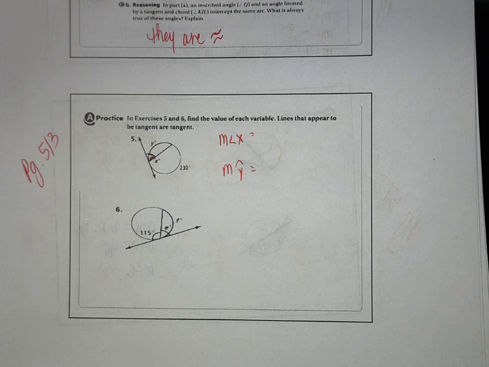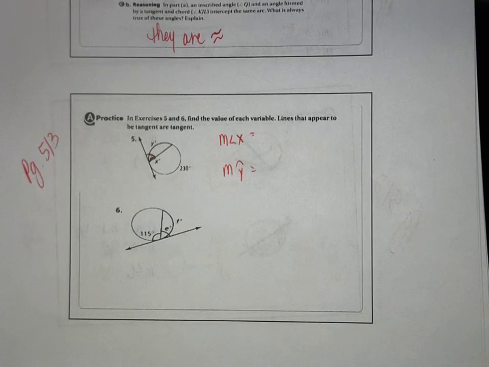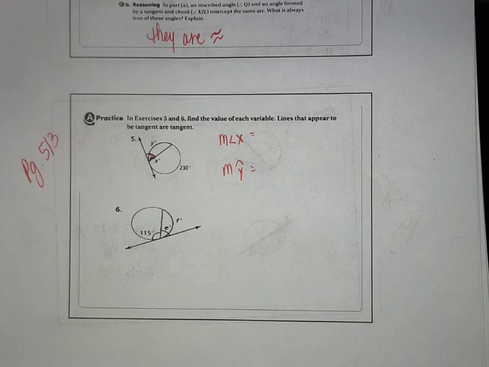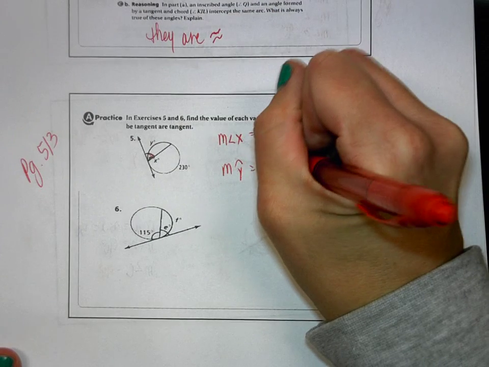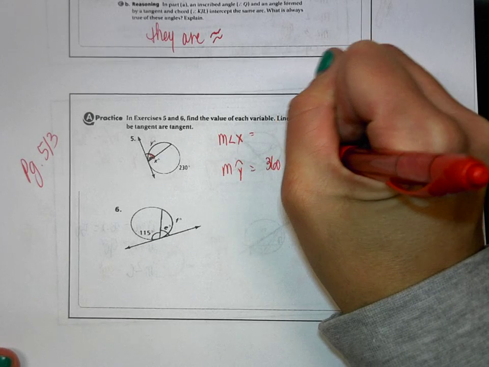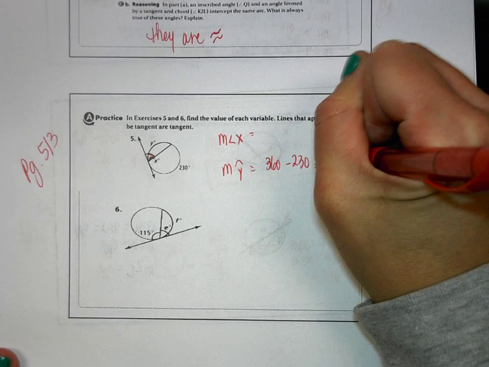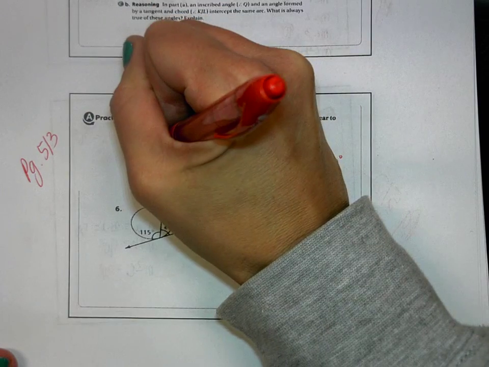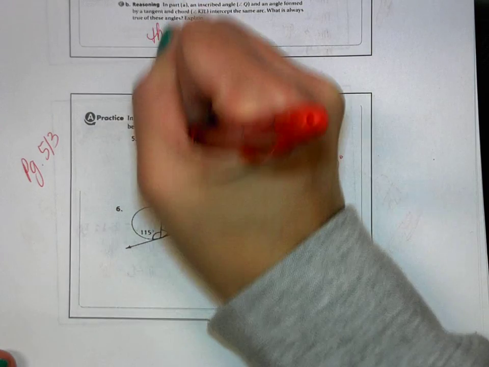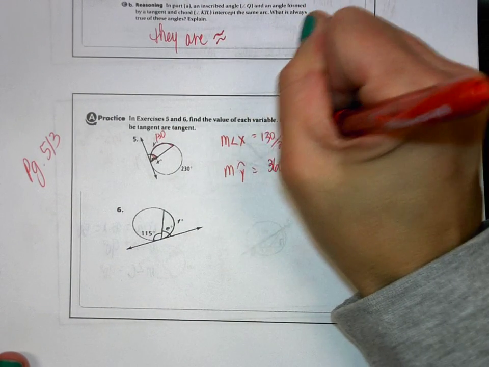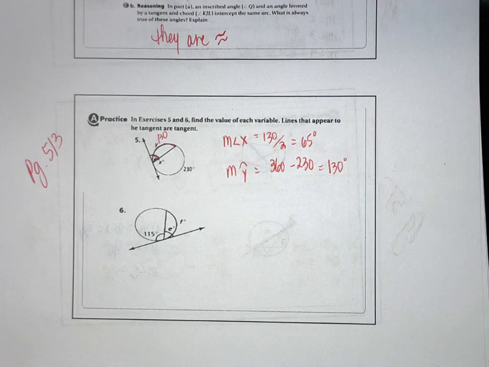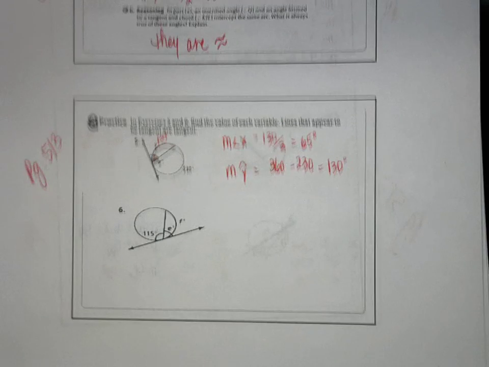That's it. Okay, so your two answers should have been 130 and 65. So we know all circles have 360 degrees. So in order to find y, all we're doing is taking 360 minus 230, and you end up getting 130 degrees. If this right here is 130, in order to get that angle inside, all we do is take 130, divide it by 2 to get 65 degrees. Okay? All right, number 6.